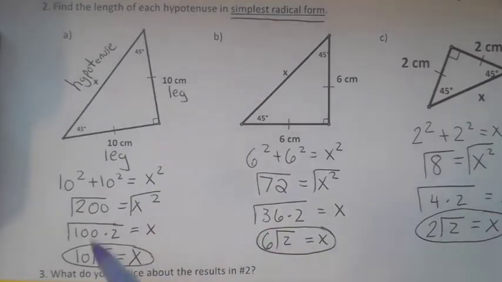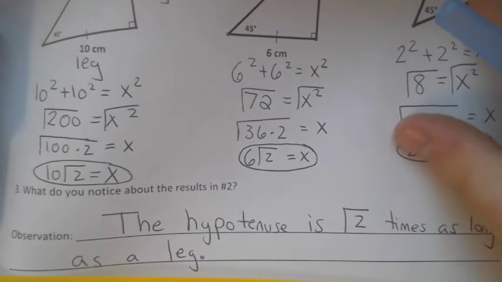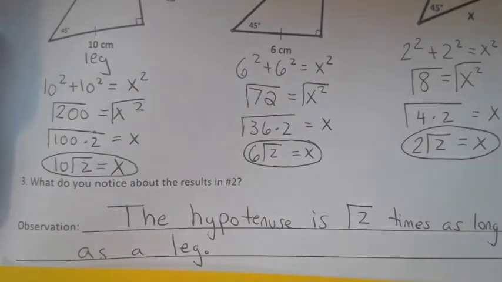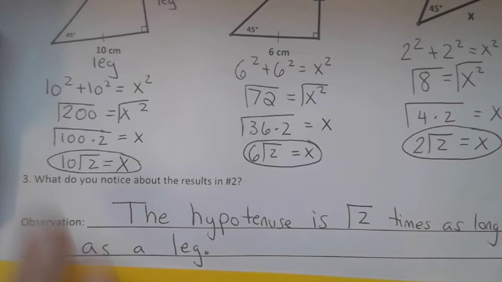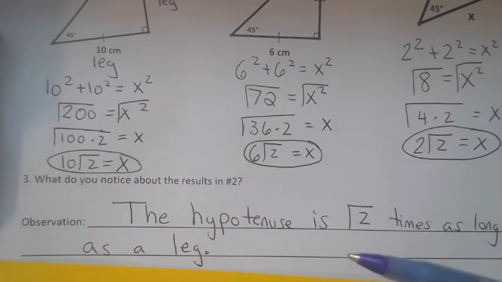Leg 10, 10 square root of 2. 6, 6 square root of 2. 2, 2 square root of 2. So the hypotenuse is always square root of 2 times as long as a leg. Now, this will always be true in a 45, 45, 90 right triangle.